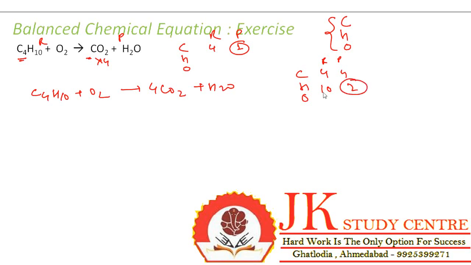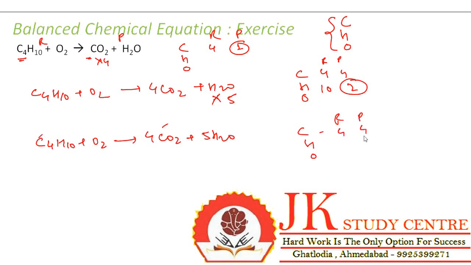Correct? So that means we will multiply this guy with 5. So what you get is C4H10 plus O2 gives 4 CO2 plus 5 H2O. Let's again compare. CHO, reactant carbon is 4, product carbon is 4, hydrogen we have 10, hydrogen we have 10, oxygen we have 2 here, and oxygen we have 4 into 2, 8 plus 5 is 13. So here we have 2, here we have 13.